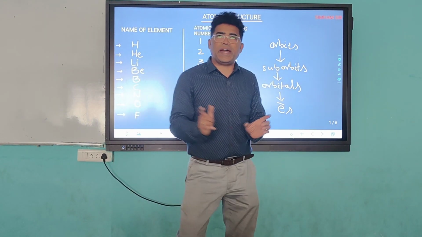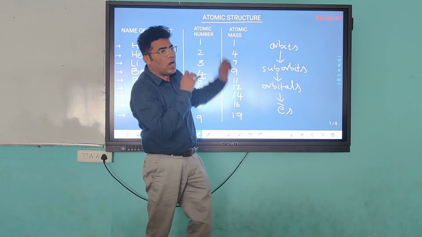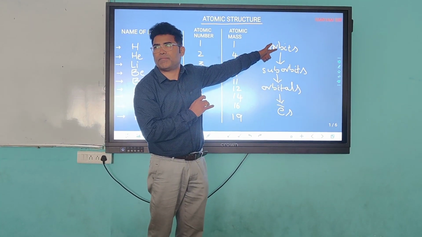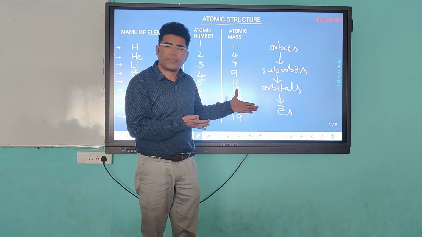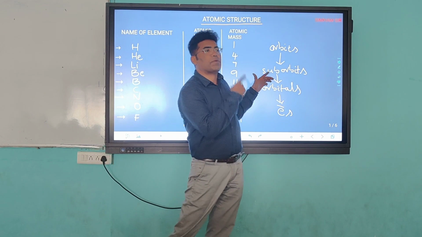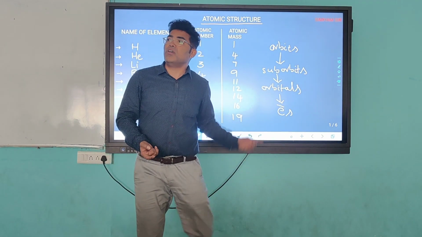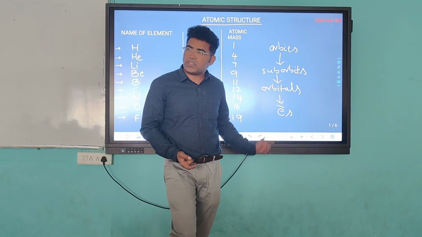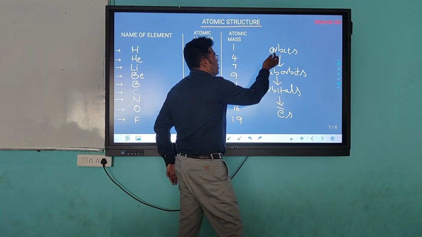In a spherical shaped atom, at the center the nucleus is present. Around the nucleus, orbits or shells are present. Orbits or shells again contain suborbits or subshells. Suborbits or subshells again contain orbitals. Orbitals contain electrons.